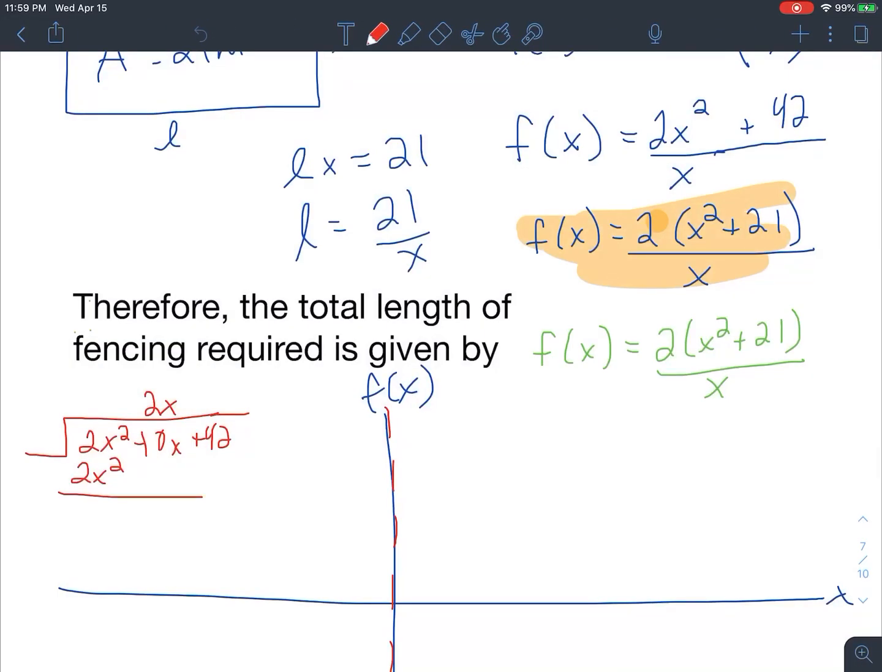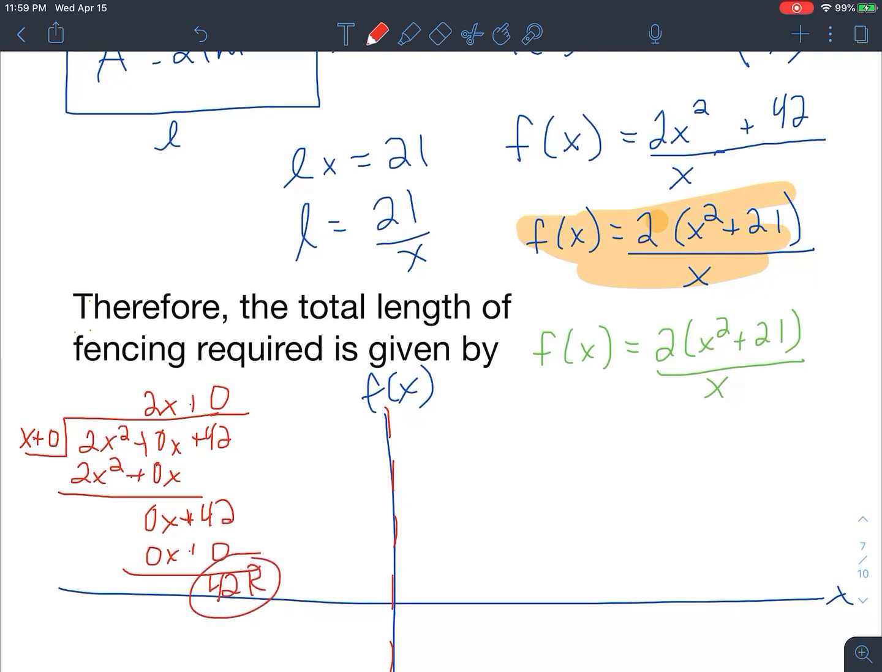Okay, so I guess I should put x plus 0, include all my terms there as well. So 2x squared plus 0x, and that's going to be 0, and that's going to be 0, so 0x plus 42. 0x plus 42 is just going to be plus 0. You get 2x plus 0 with a remainder of 42.